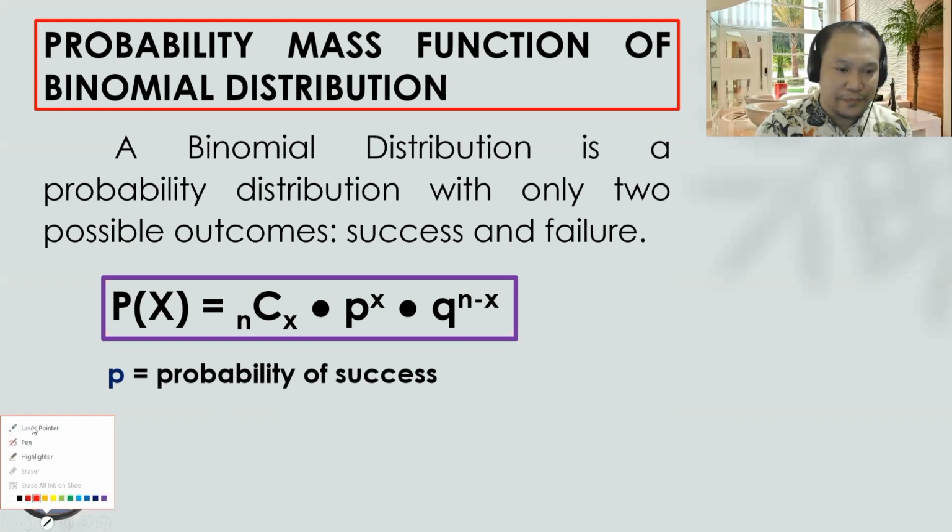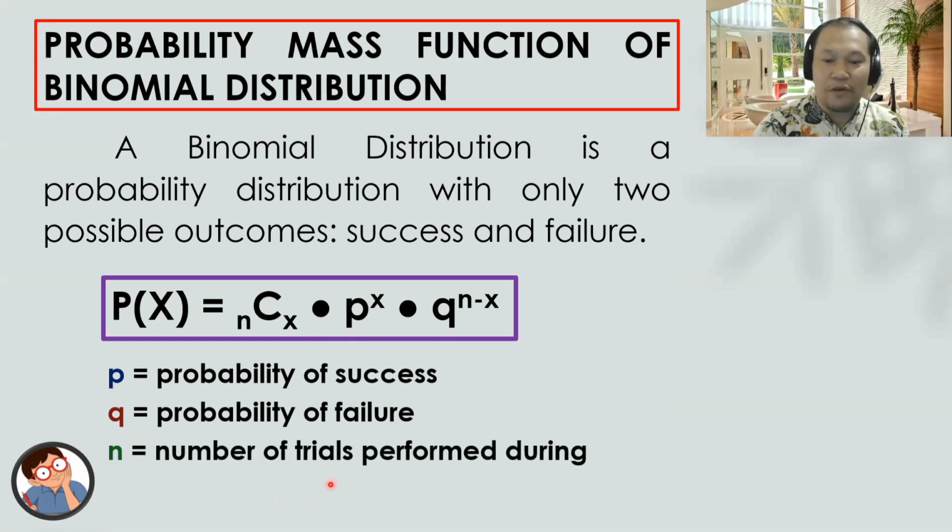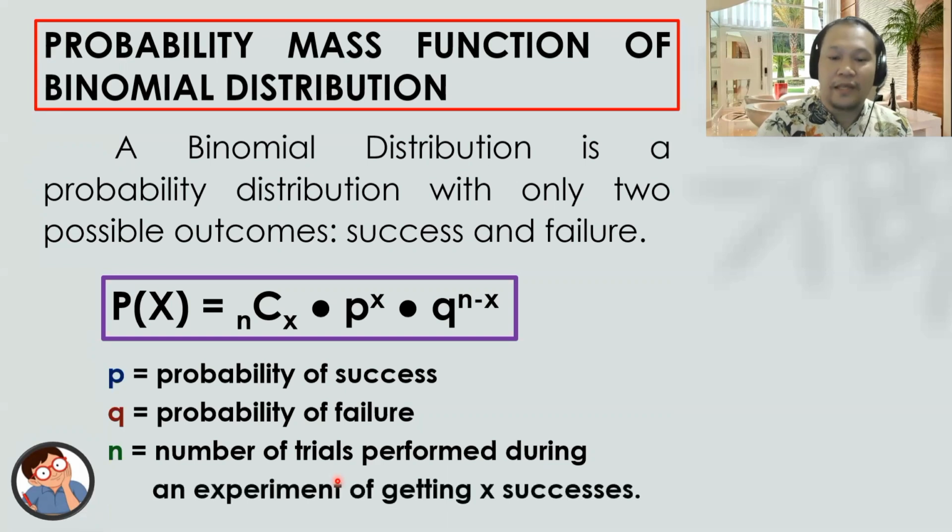That is this one, okay? And then the Q is the probability of failure. And then what about the N? The number of trials performed during an experiment of getting X successes. Therefore, we do have the P, the probability of success, Q, probability of failure, and the number of trials performed during an experiment of getting X successes.